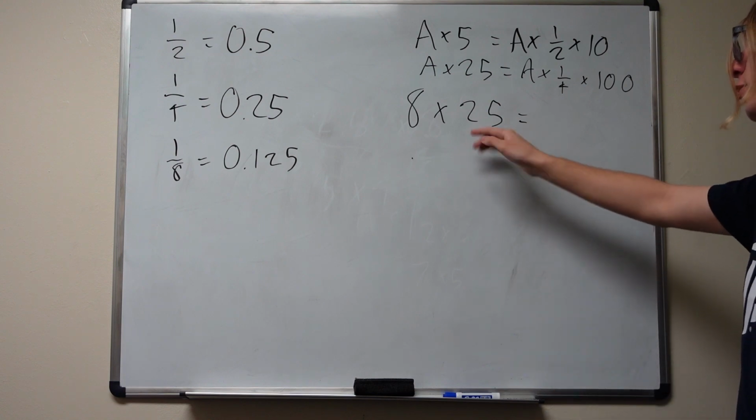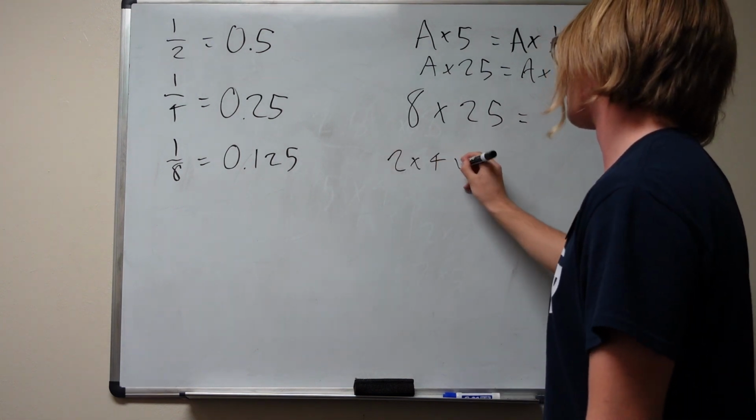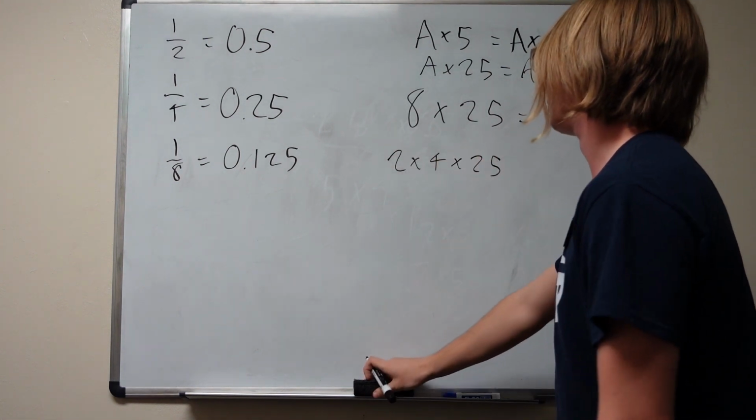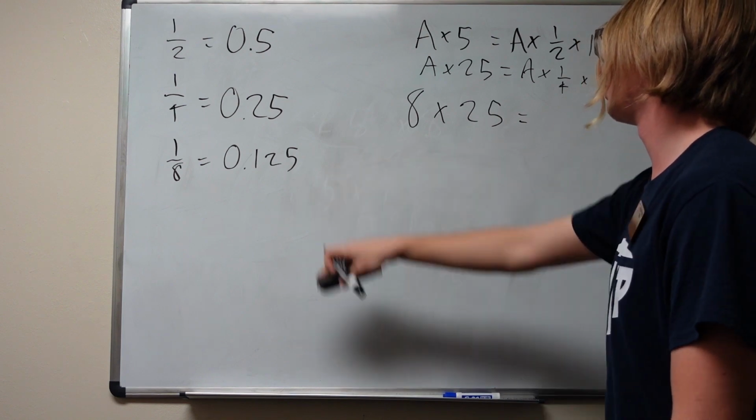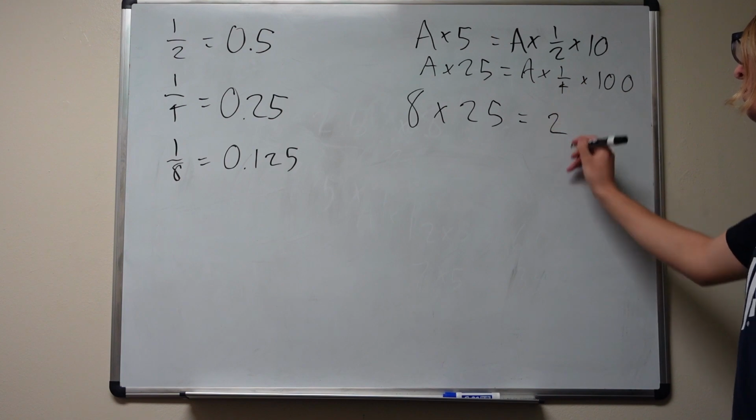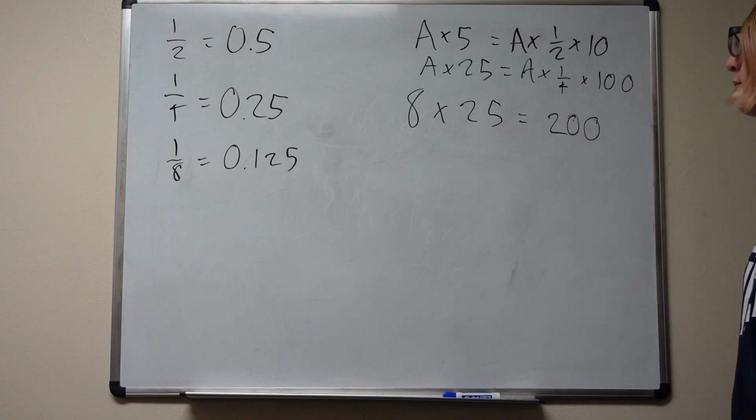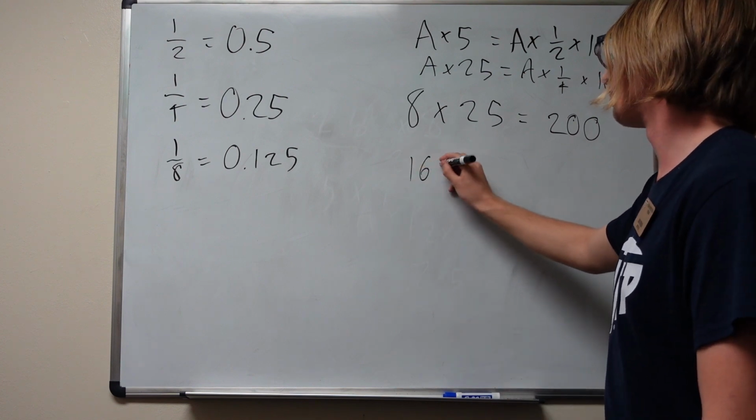multiply this by 4, multiply this by 2. If you wanted to rewrite that as 2 times 4 times 25. But the idea is you could just divide 8 by 4, so you get 2, and then add 2 zeros. I'll do one more example.